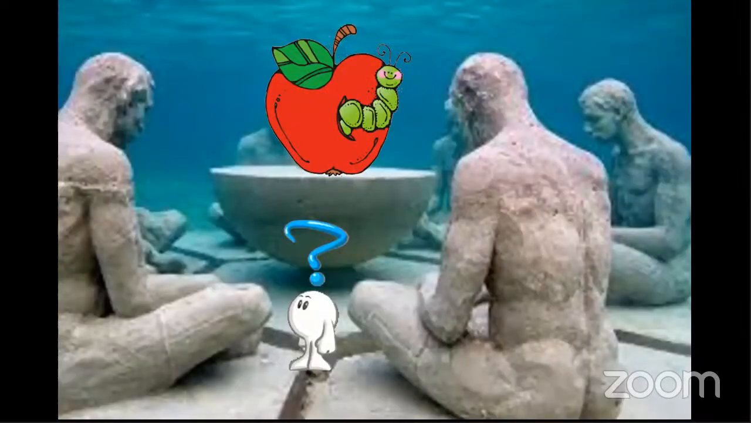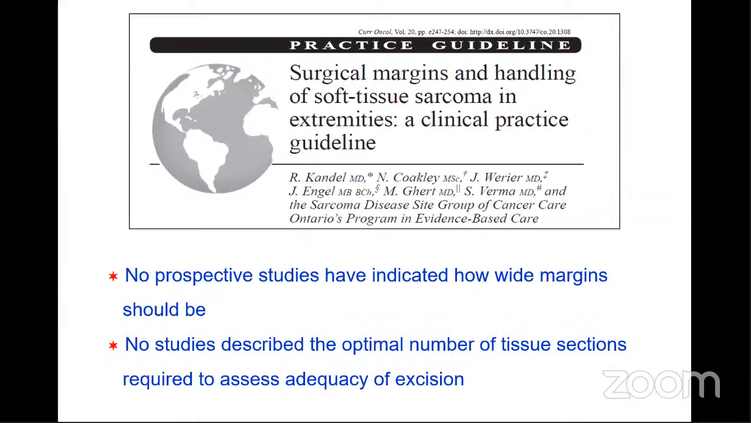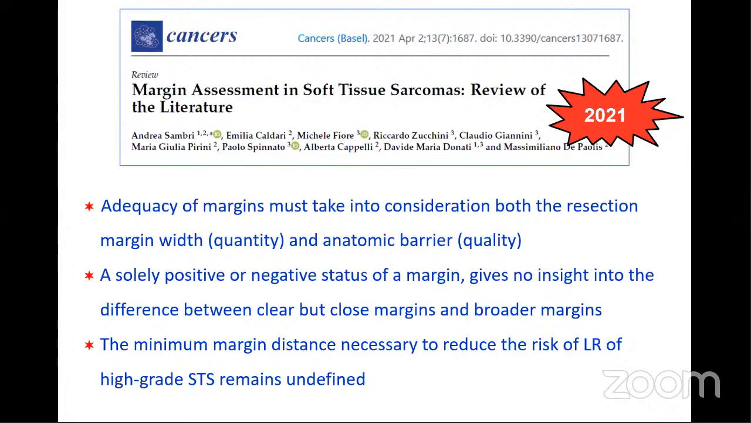So I hope at the end of this lucid talk of mine, you have complete clarity in what your margins should be. In case you don't, don't be depressed, because people wiser than you have faced this problem. This is a practice guideline that says that there have been no prospective studies that describe how wide the margin should be, and no one has been able to say how many sections should be taken to assess the adequacy of excision. And this is all beautifully encapsulated in this very recent review article of 2021 that says that adequacy of margins must take into consideration both quantity and quality, and a solely positive or negative status really gives you no insight into whether you had clear or close margins. And the minimum margin distance necessary to reduce the risk of local recurrence still remains to be defined.